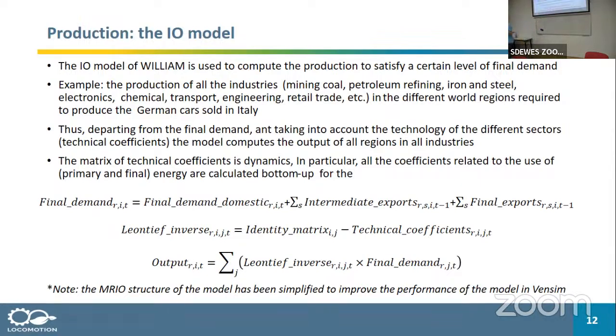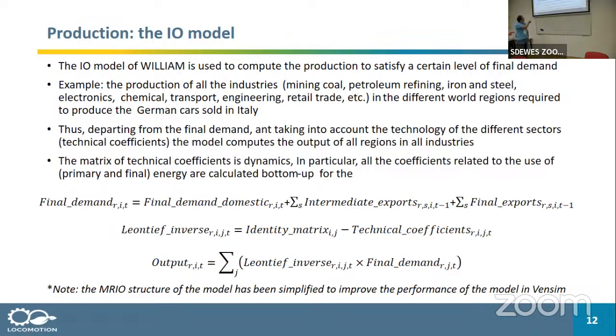We have changed this. It is not a standard multi-regional input-output model, it's a simplified version to improve the performance of the model. So for those that are familiar with input-output models, instead of inverting huge multi-regional input-output models, we are inverting the total matrices of each region, and then we calculate the trade. So it's a simplified version, but the result is more or less the same, but with a lag. I will show you how it is done.